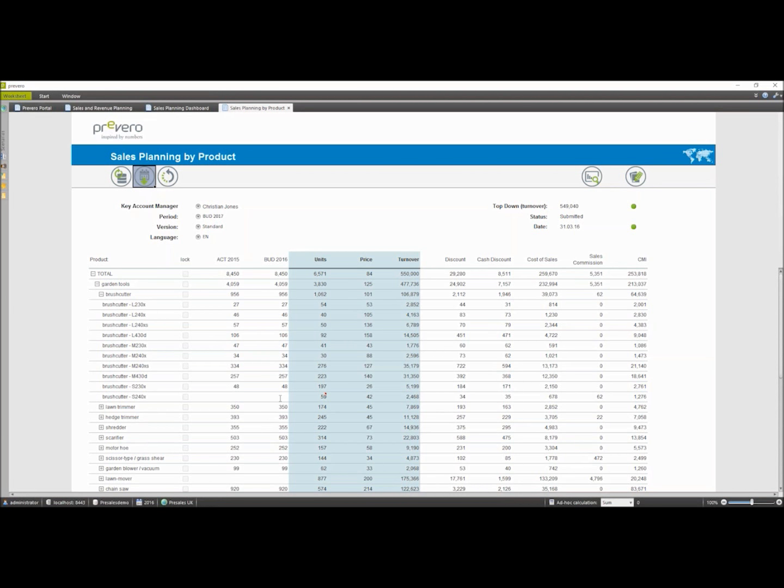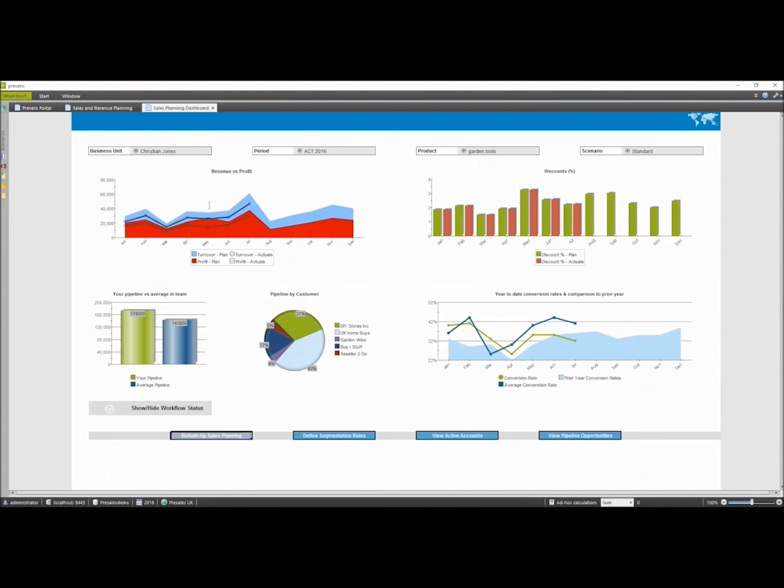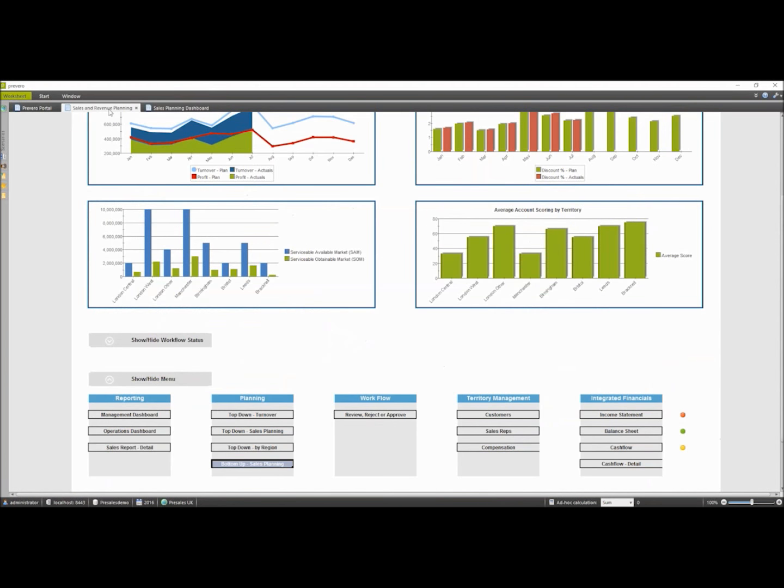And then what we can do from a managerial perspective. So let's imagine I'm the manager. I go into view my workflow, and then if I just find Christian, we can see when he submitted, and then I've got the ability to reject or approve.